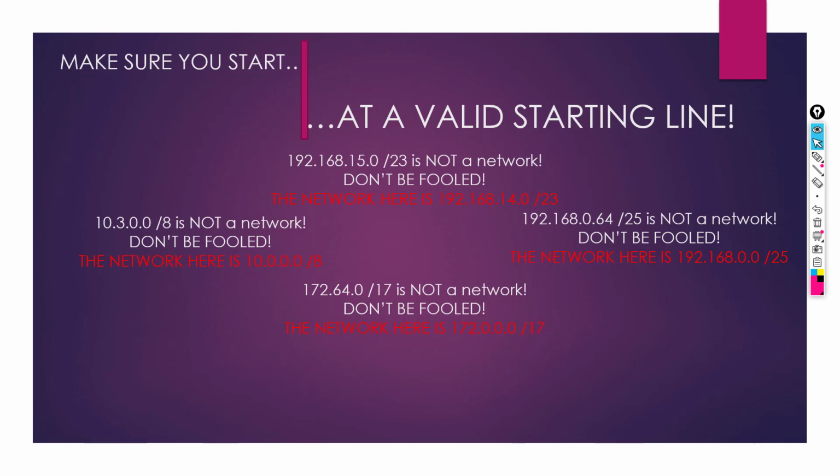192.168.15.0 with a /23. That's not a network. That's a range of 2. The last bit is the 23rd bit. The bit positional value of the 23rd bit is 2. Therefore, the network here is actually 14.0, which would include 15.0 as an address. So you must start with a valid network ID. If you're unsure how to perform this very important task, I've got another video on YouTube that shows how to determine the network ID when given an address and a subnet mask. Make sure you start at a valid starting line.